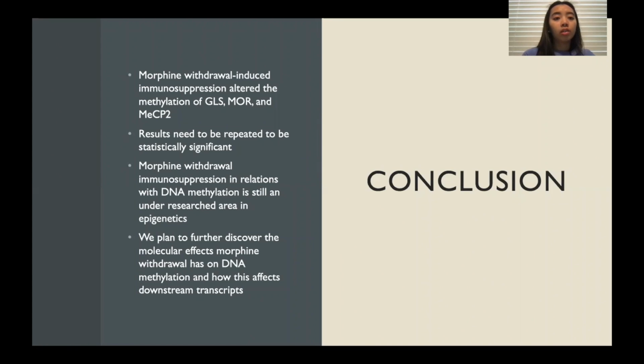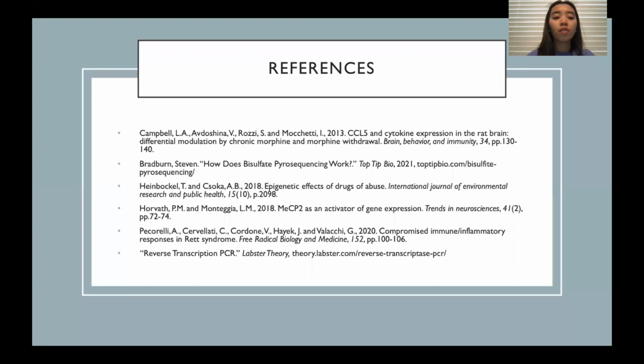Our conclusions: morphine withdrawal-induced immunosuppression altered the methylation of GLS, MORE, and MECP2. Results need to be repeated because we were on a short time frame, so we need to repeat these to make them more statistically significant. Future studies will look at how exactly these genes make proteins and how this downstream effect occurs. In general, morphine withdrawal immunosuppression in its relation to DNA methylation is still a very under-researched area in epigenetics. Here are my references.